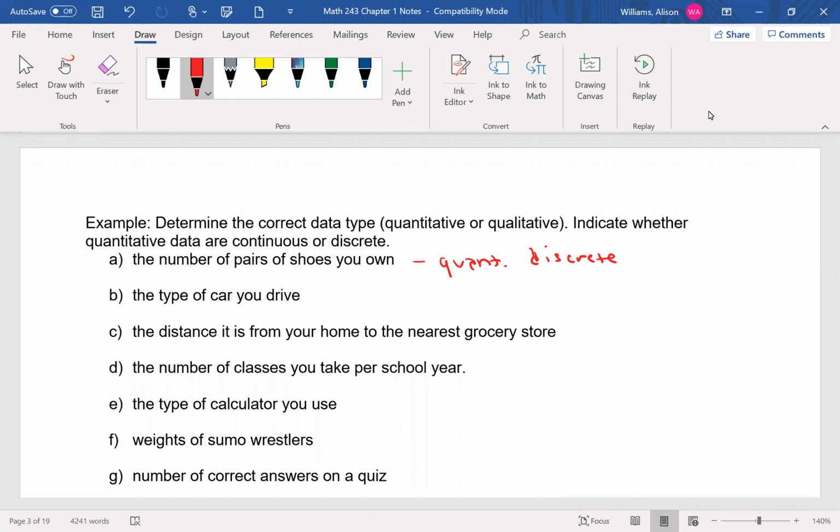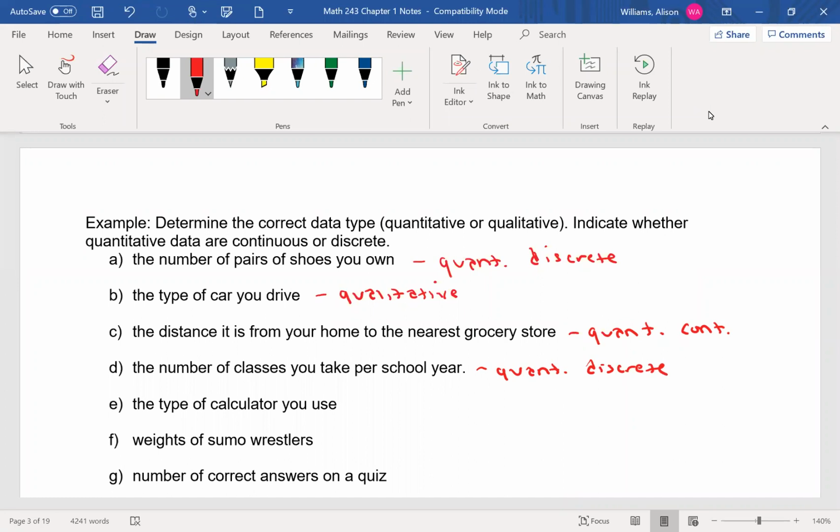Type of car you drive. All right, that will be qualitative. We're talking about a category. Distance from your home, that can include decimals. So that's quantitative and it's continuous. Number of classes you take in a school year, that would be numerical and that's quantitative. And again, you don't take half a class, so that's discrete. Decimals don't make sense in that case.